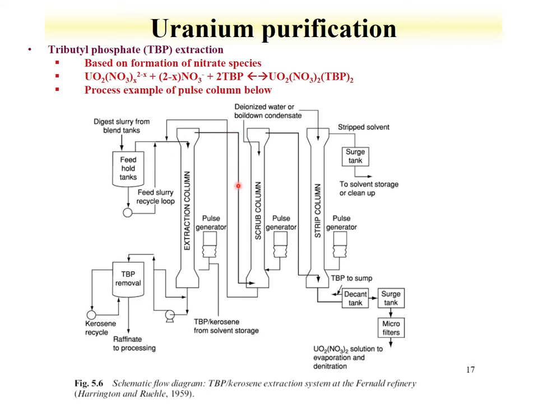The organic phase is taken and added to the scrub column. This could be the same concentration of acid, so let's say 3.5 molar. As the organic bubbles float up, any metal ions that aren't the uranium can be preferentially removed. The uranium preferentially stays in the organic phase. This organic phase is then transported to a strip column, which contains a lower acid concentration. The tributyl phosphate moves up and leaves behind the uranium in the aqueous phase, in which the uranium can then be collected and formed into uranyl nitrate.